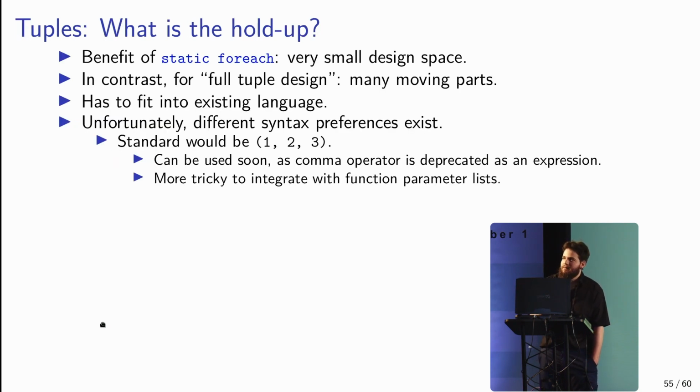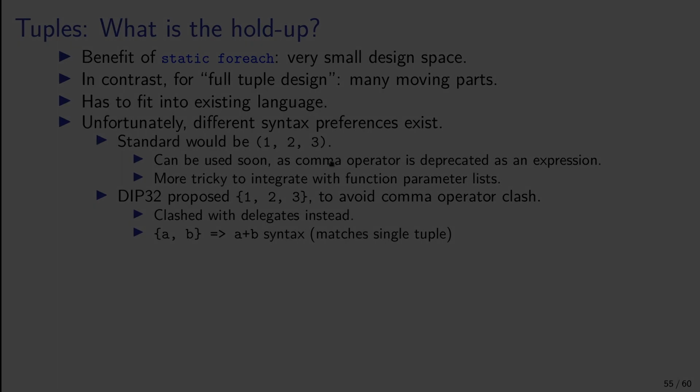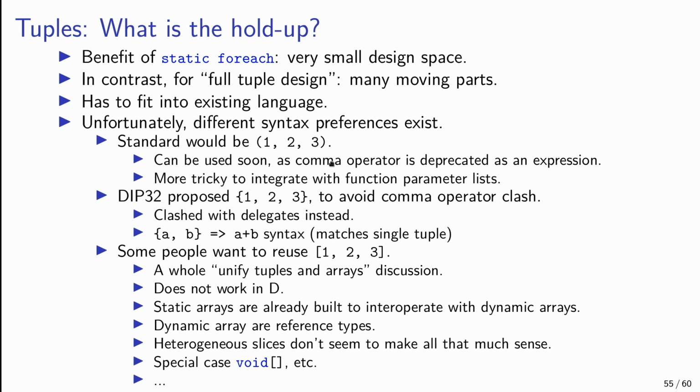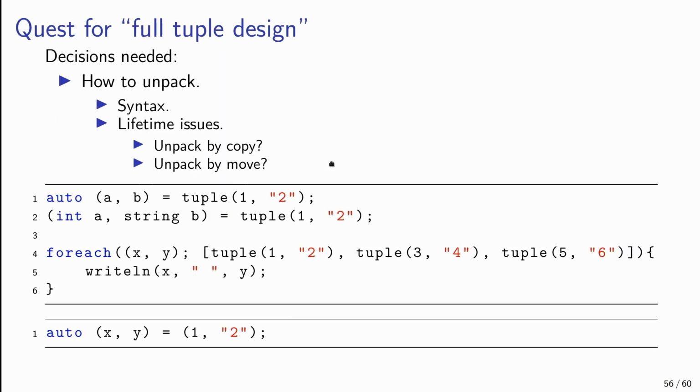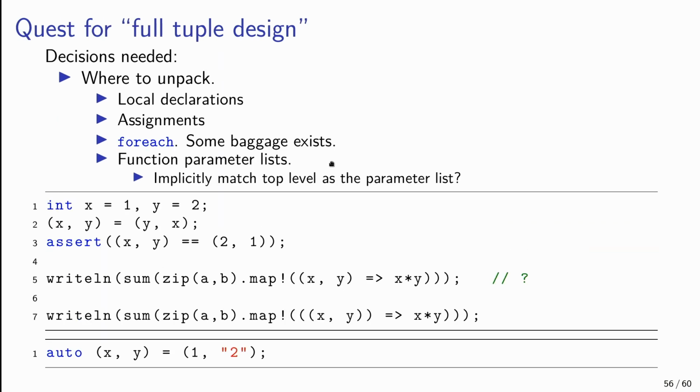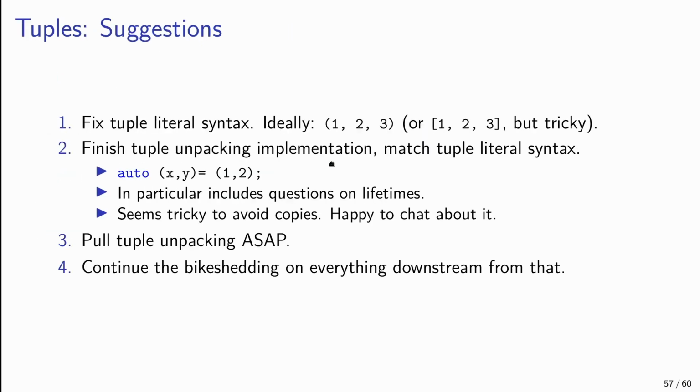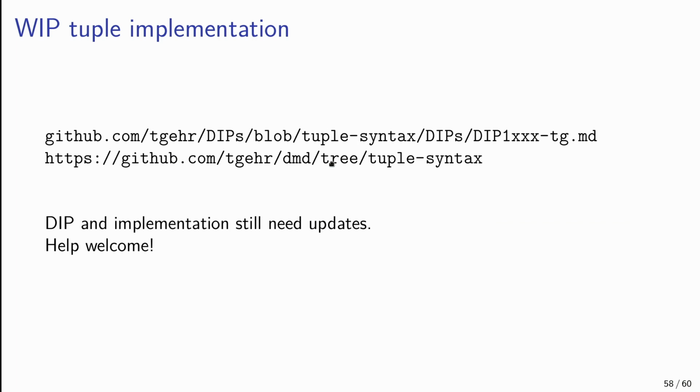So why are there no tuples? I implemented static foreach. The issue is that there is a very small design space for static foreach. In tuples, there are many moving parts and it has to fit into the existing language. Different syntactic preferences exist. I think the others also have some issues, not just mine. And then, of course, you want all of those different things. And I tried to write this up in a DIP. It still needs some updates, and any help is, of course, welcome.